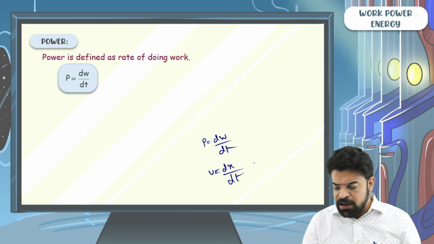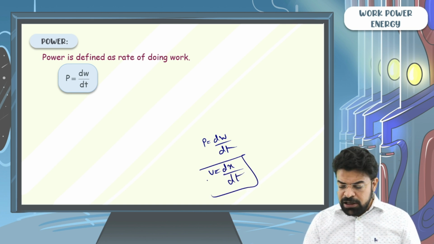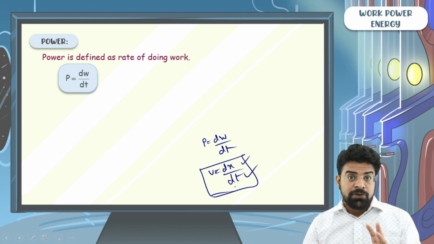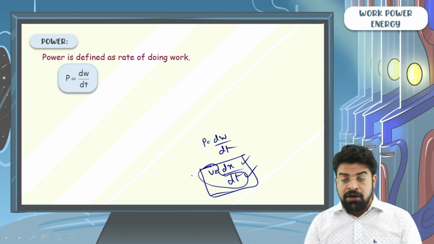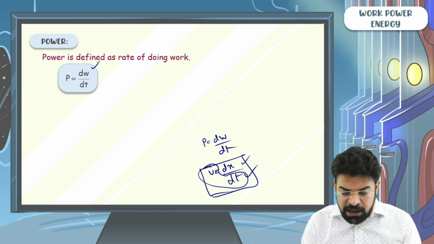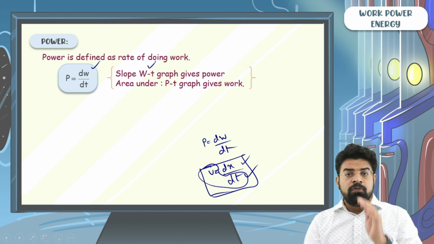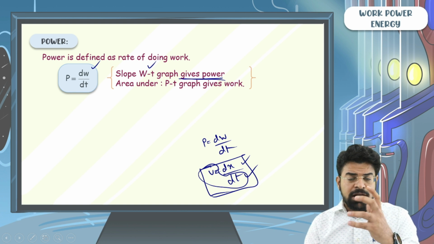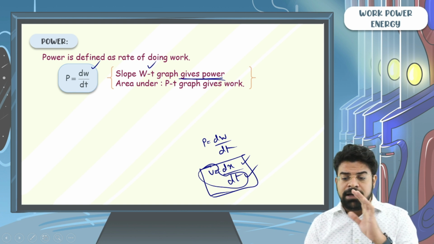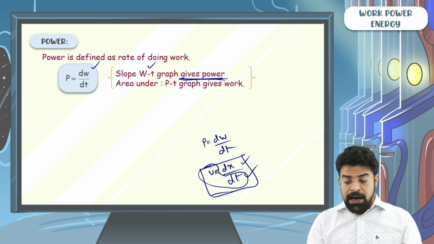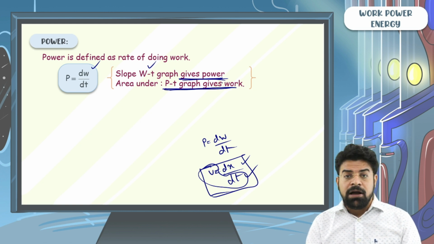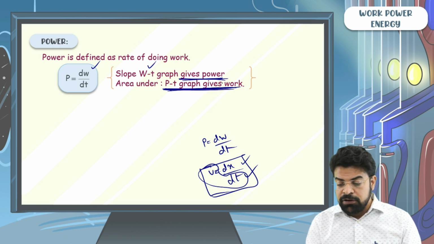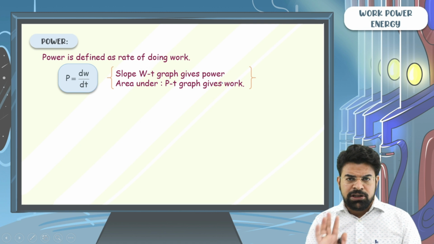Now whenever I write this type of equation, power equals dW by dt or velocity equals dx by dt, every time I say two things. When I write v equals dx by dt, I say the slope of the x-t graph gives you velocity and the area under the v-t graph gives you the displacement. The same thing I will say here. The slope of the work-time graph gives you the power, how much work has been done in how much time. The slope of the work versus time graph gives you the power delivered. And the area under the power-time graph gives you the total work done. This is something you should know.